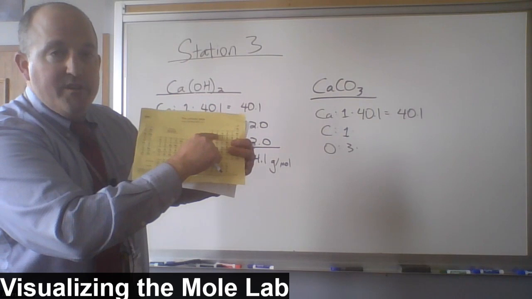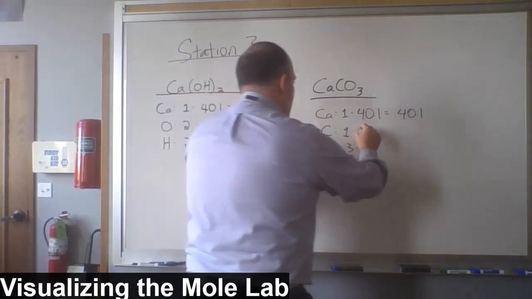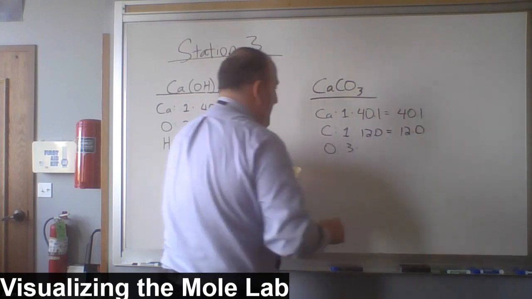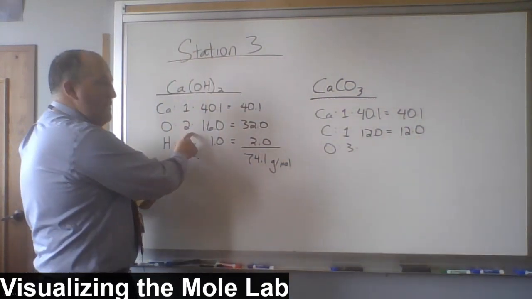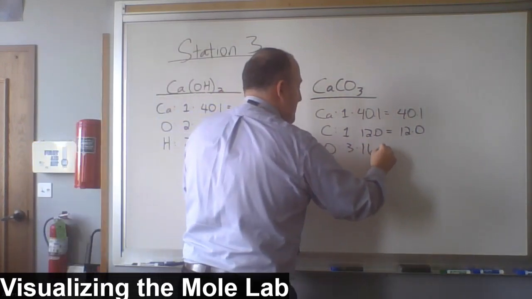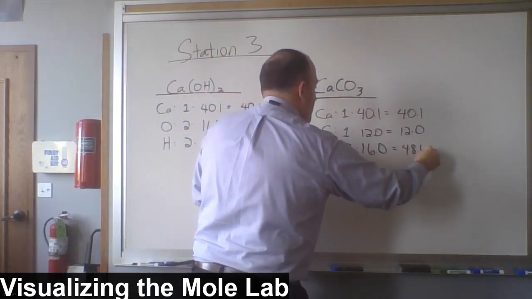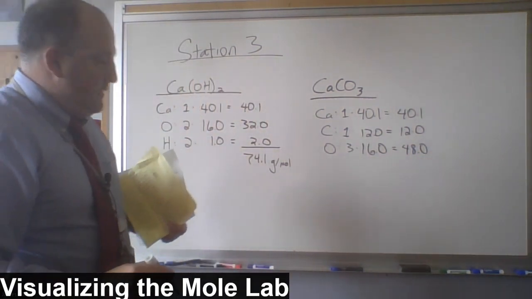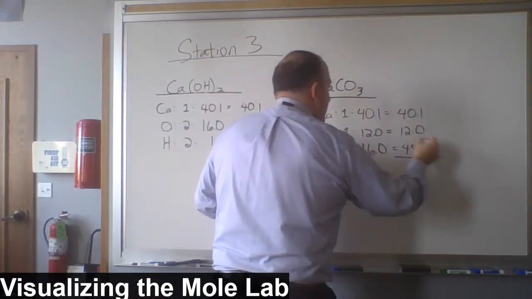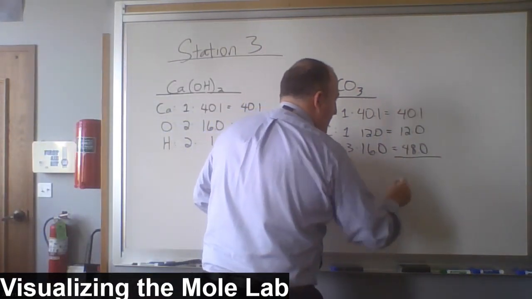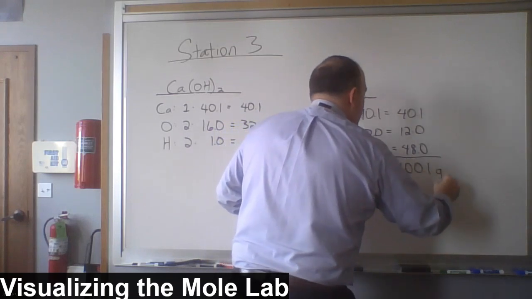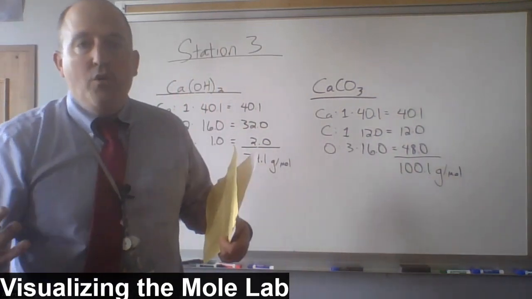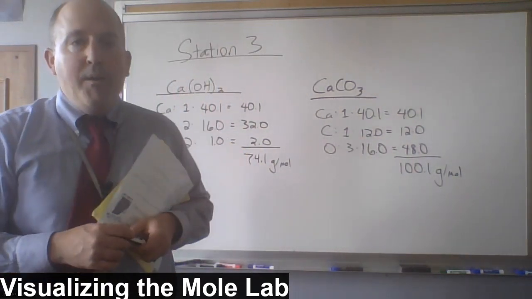Carbon, column 14, rounds to 12.0 if we give it to the 10th place. And then oxygen, again, we saw that in the previous compound. It was 16.0, and 3 times 16 equals 48. Okay, let's add these up. So 40.1 plus 12 plus 48, that's 100.1 grams per mole. So for every 100 or so grams of calcium carbonate, you've got 1 mole of it.